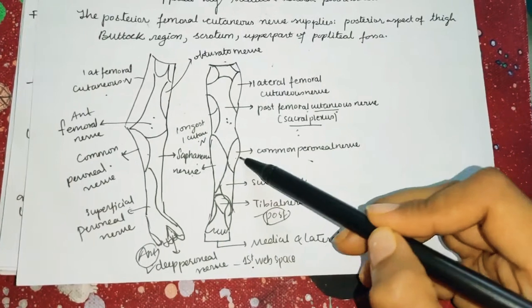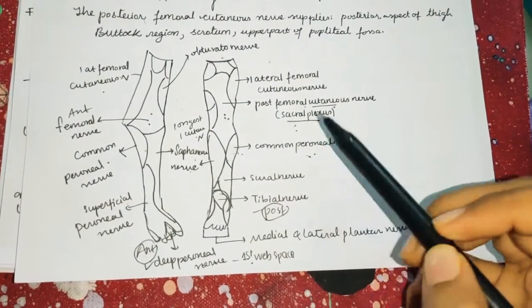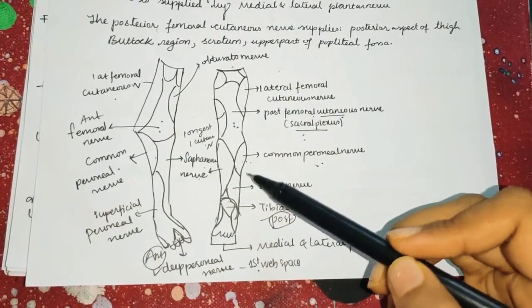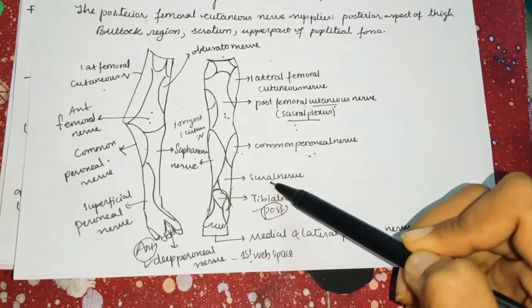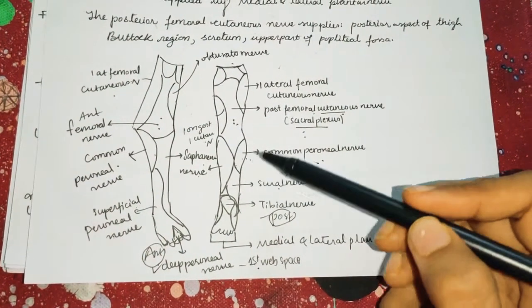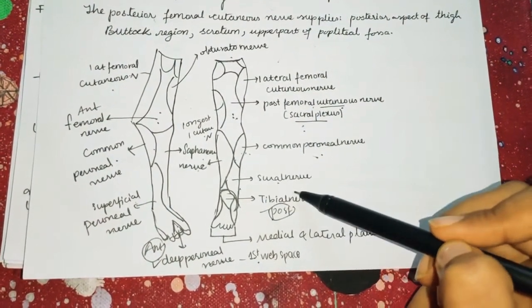On the posterior side, the lateral side is also supplied by the common peroneal nerve, whereas on the posterior side, especially the lower lateral part, it is supplied by the sural nerve. On the anterior side, the lower lateral part is supplied by the superficial peroneal nerve. On the posterior side, the lower lateral part is supplied by the sural nerve.